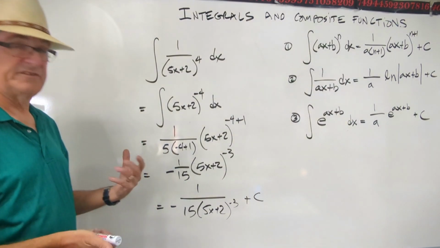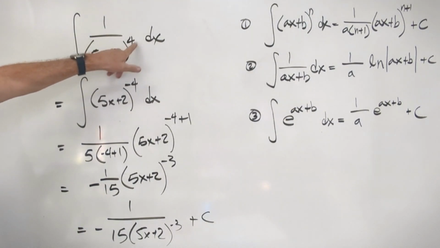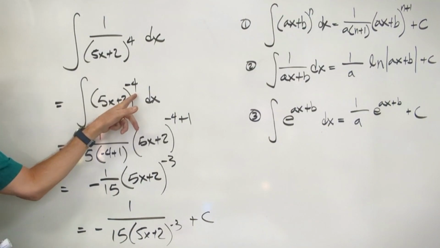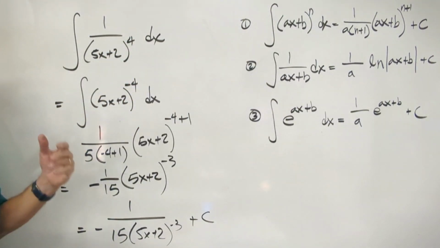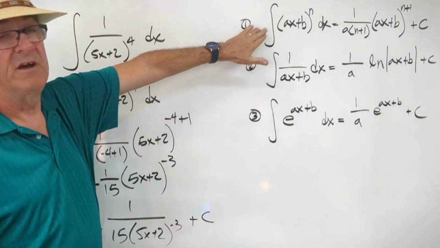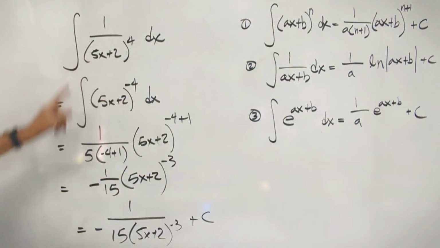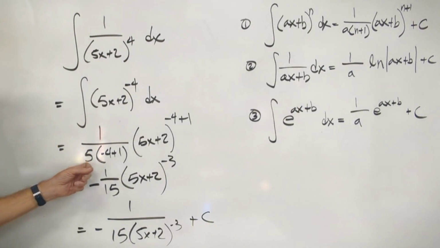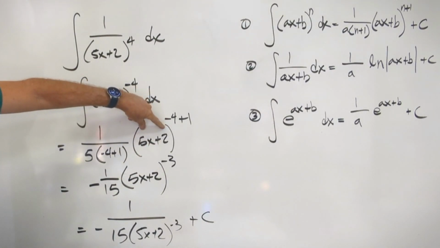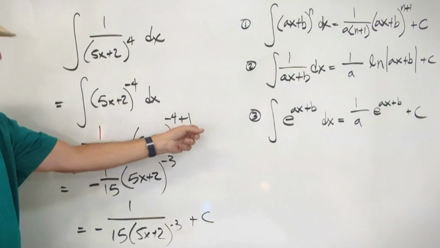Let's unpack this. So the first thing is, since I have a power here that's not just 1, I can bring it up and I can do 5x plus 2 to the minus 4 instead of 1 over 5x plus 2 to the 4. So that opens this up, and now I can just apply my straightforward composite function integration rule right there. So what I'm going to do is I'm going to take my 1 over a times n plus 1 times the original function in here, the inside function, raised to the n plus 1 power.